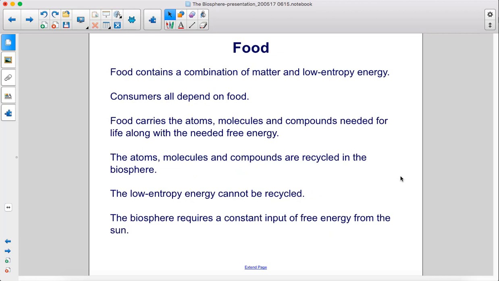Food contains a combination of matter and low entropy energy. Consumers all depend on food. Food carries the atoms, molecules, and compounds needed for life, along with the needed free energy. The atoms, molecules, and compounds are recycled in the biosphere. The low entropy energy cannot be recycled. The biosphere requires a constant input of free energy from the sun.